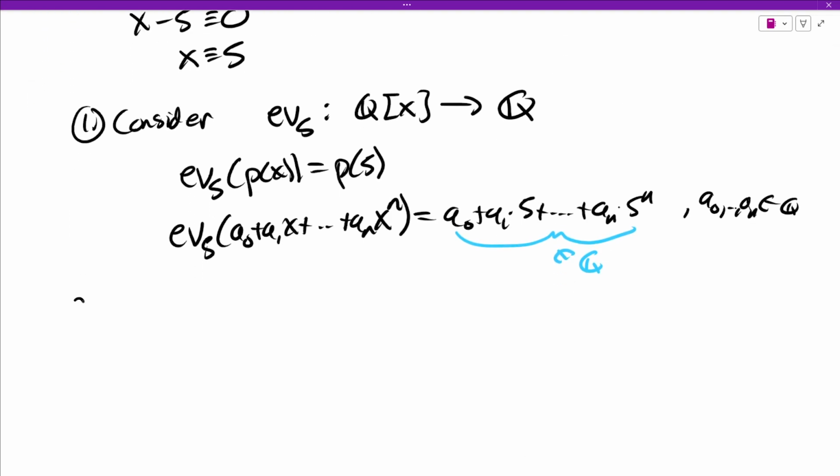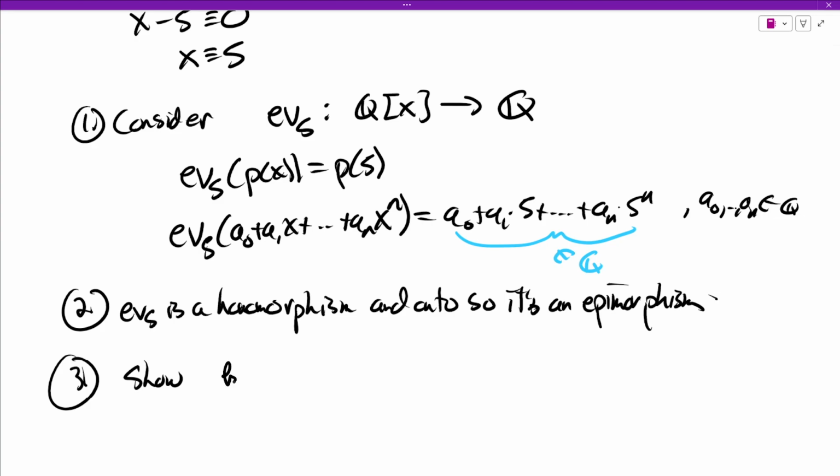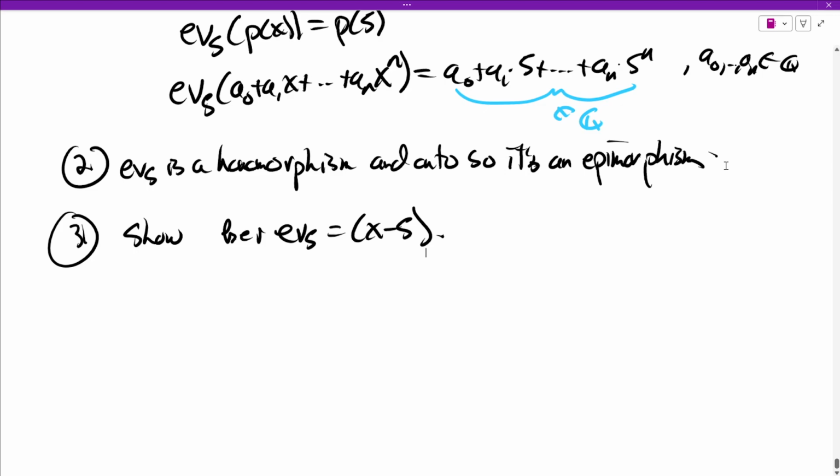Okay, we already know that evaluation at 5 is a homomorphism. And in fact, it's also onto, so it's an epimorphism. Why is it onto? Well, you evaluate constant polynomials and you'll get anything that you want. So evaluation at 5 is a homomorphism, and onto, so it is an epimorphism. Let's argue that the kernel of evaluation at 5 is precisely the ideal generated by x minus 5. And this is a cool trick that I showed you how to do in class, but I'm going to show you again because it's good to know.